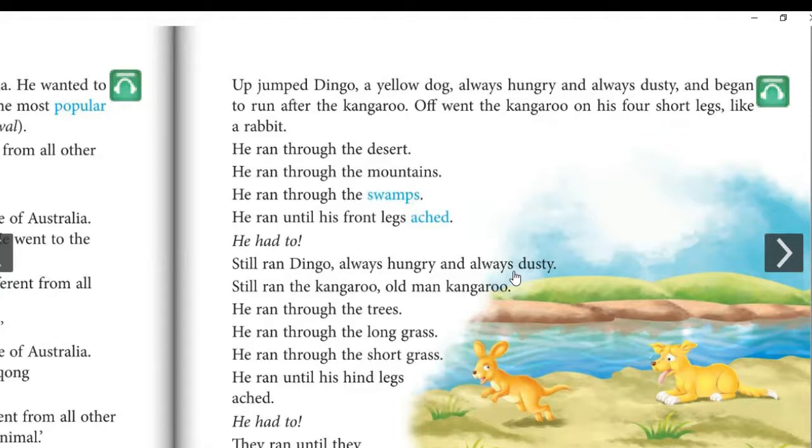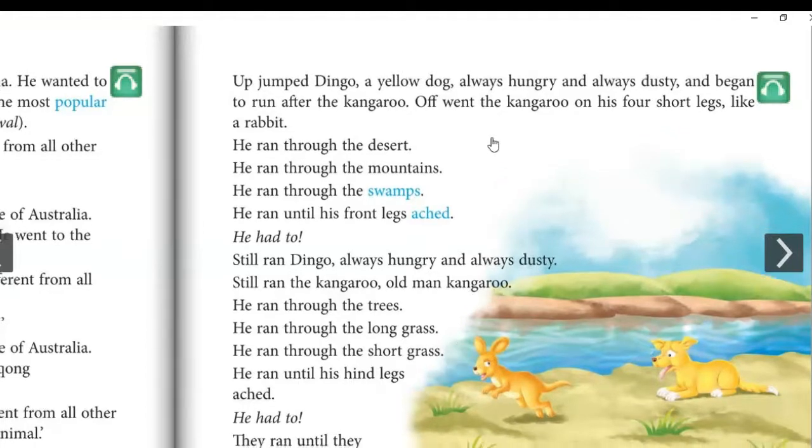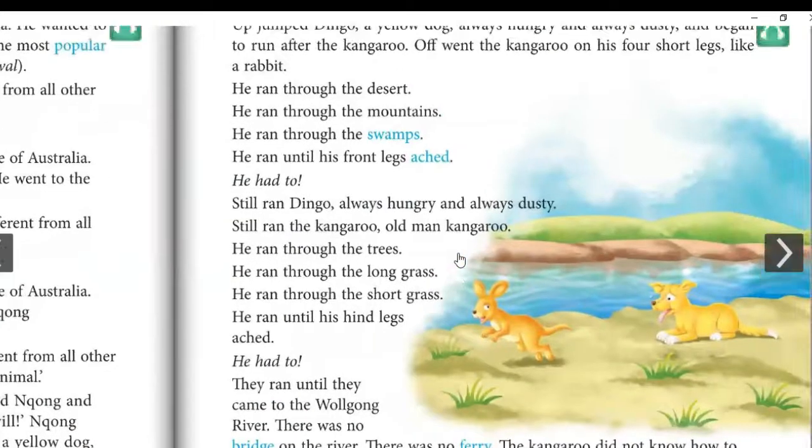Off went the kangaroo with four short legs like a rabbit. He ran through deserts, mountains, and swamps, and ran until his front legs ached. What does ache mean? Ached means pain. If you run so fast, your legs also get pain, no? So ached means pain.